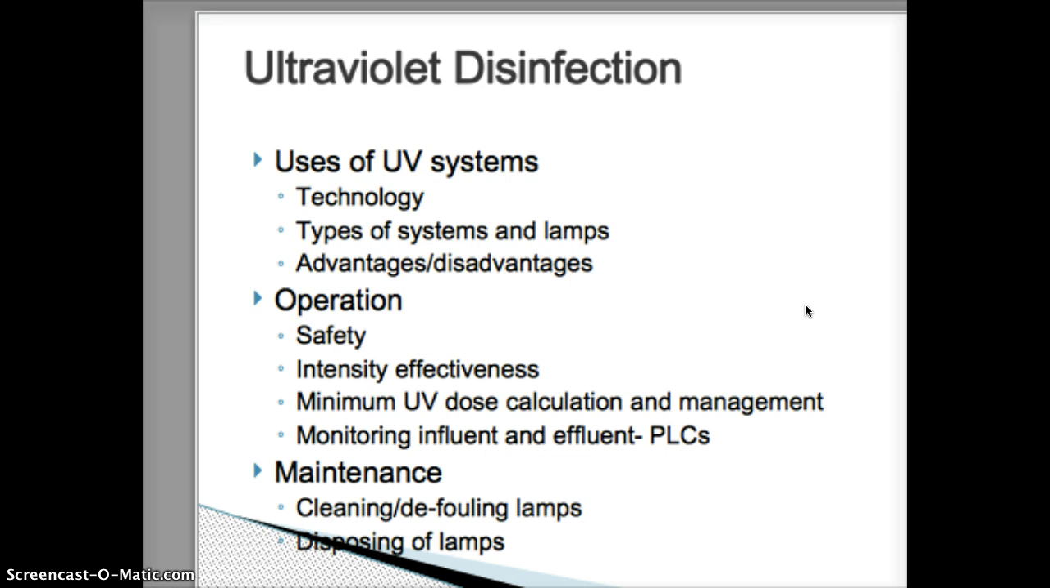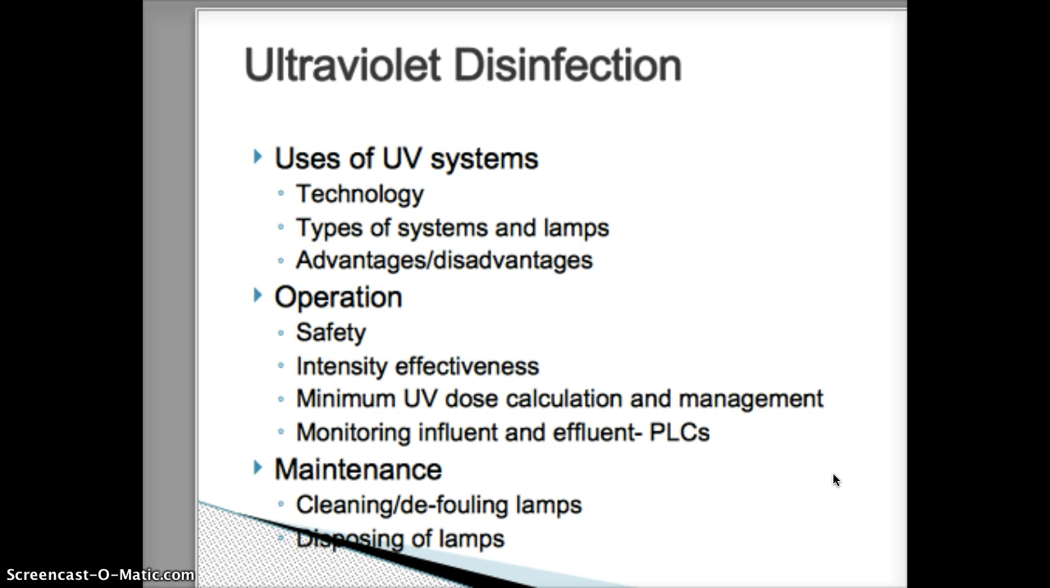So, we're going to look at some of the technology and the types of systems and lamps and the advantages and disadvantages of them. We're going to look at the operation of these types of systems and this type of technology, a little bit about safety, the effectiveness of the intensity, minimum UV dose calc and management, monitoring influent and effluent using PLCs, and then the maintenance of these lamps. It's a tricky thing. So talking a little bit about cleaning and defouling the lamps and how to dispose of them as well.